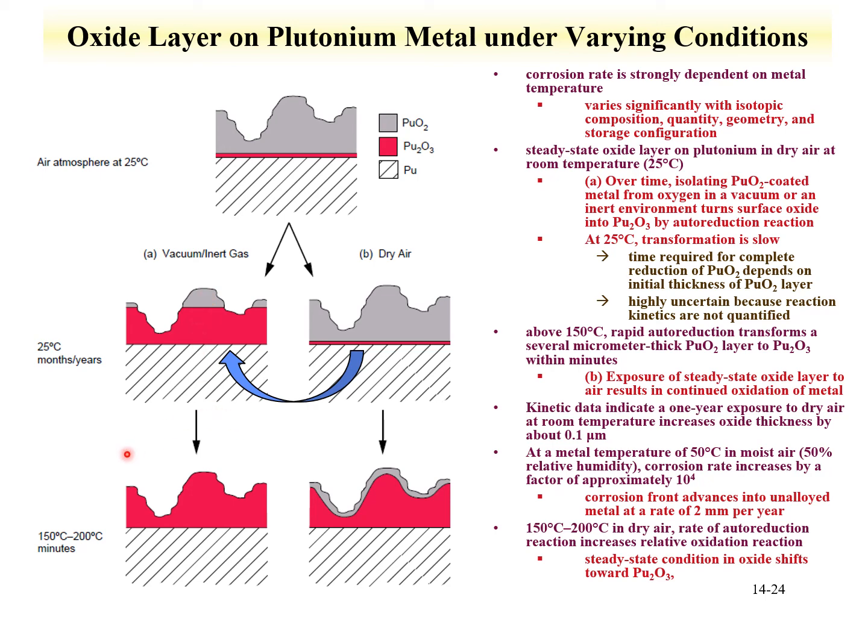If the temperature is increased, what we see occurring is for both systems, the Pu2O3 layer can be very large. In the dry air, it goes to a steady state, whereas in the vacuum and inert gas, this phase can be the dominant oxide phase.